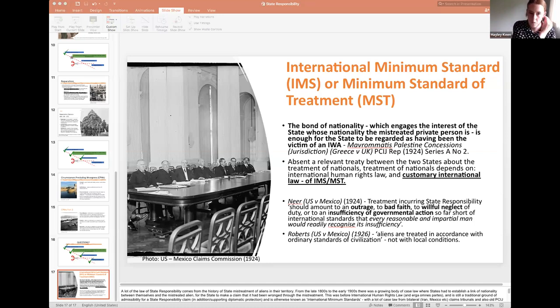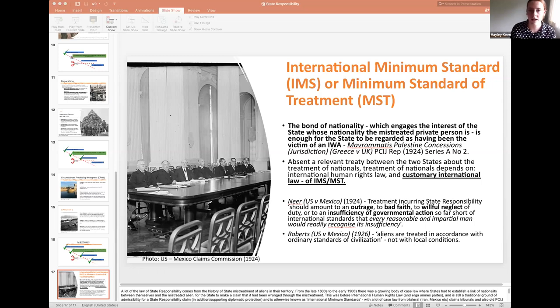So you have this great quote here from the Mavrommatis Palestine Concessions case in 1924: the bond of nationality, which engages the interest of the state whose nationality the mistreated private person holds, is enough for the state to be regarded as having been the victim of an internationally wrongful act. What that's saying is, if I as an Australian go to Guatemala and I am arrested or something, and I'm treated very badly, it is Australia who has suffered an injury, and they can put a case in the International Court of Justice against another state for the treatment of a person.